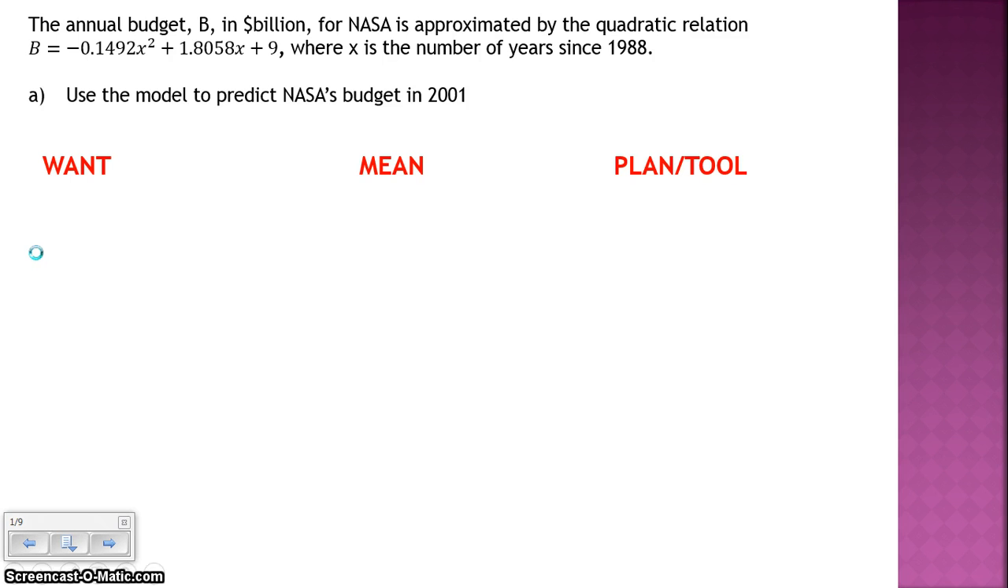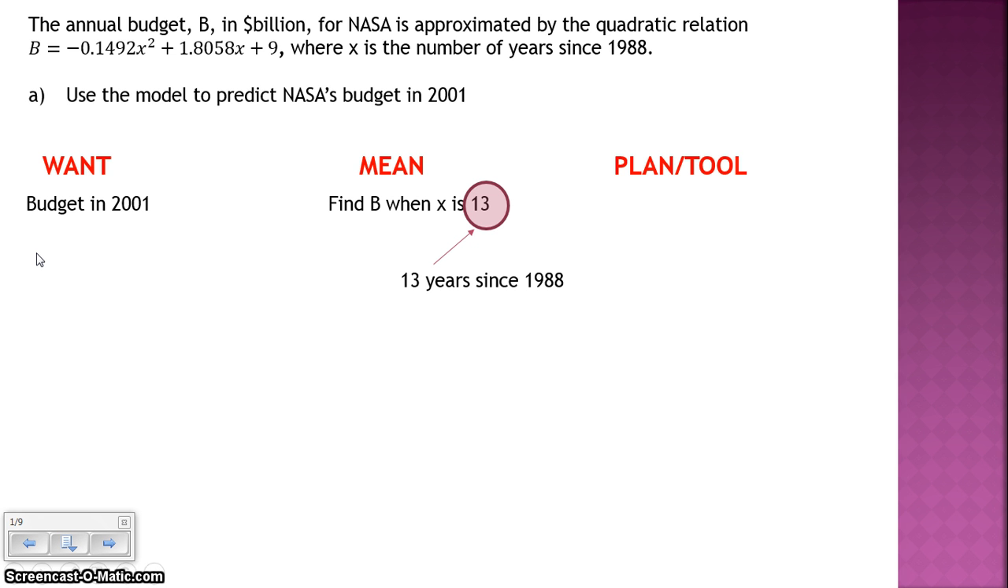Well, in this case, what does it want? What's the question asking us? Well, it wants us to predict NASA's budget in 2001. So that's what we want. We want budget in 2001. What does that mean within the context? Well, really what we're trying to do is find B when X is 13. Well, Mr. Reitzel, where did 13 come from? That's a great question, Sarah. 13 because it's 13 years since 1988. Yeah, so that's why it was really important that we highlighted it, the number of years since 1988.